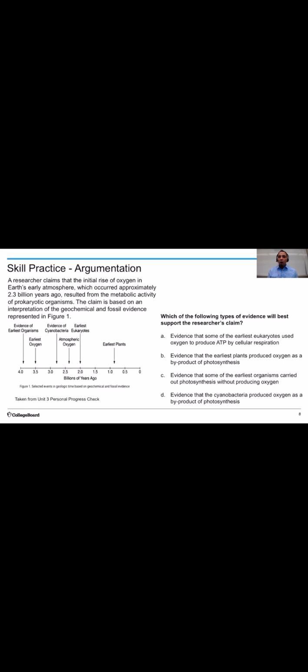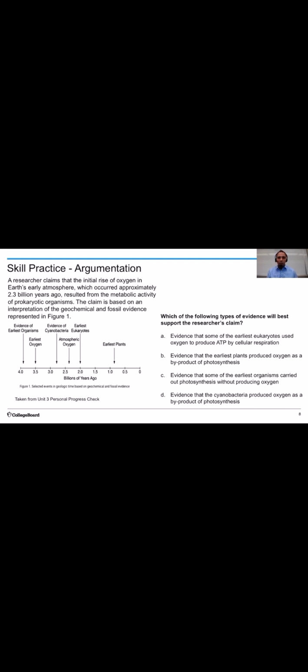So let's do some practice. Lesson skill, argumentation: we're going to support a claim with evidence from biological principles, concepts, processes, and/or data. Again, these skills are important for you to do well on the AP exam. So here's our skill practice. A researcher claims that the initial rise of oxygen in the Earth's early atmosphere, which occurred approximately 2.3 billion years ago, resulted from the metabolic activity of prokaryotic organisms. The claim is based on an interpretation of geochemical and fossil evidence represented in Figure 1.